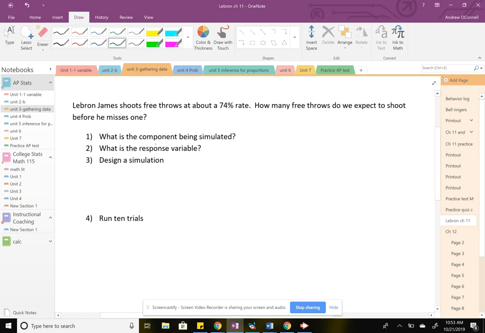So start by identifying what we're actually simulating. That's called a component, and we're simulating free throws. The response variable is the question we're going to answer after that, and that should be how many free throws until a miss?